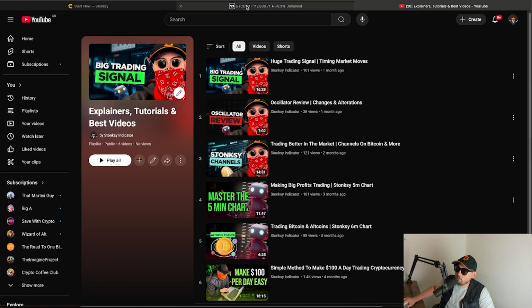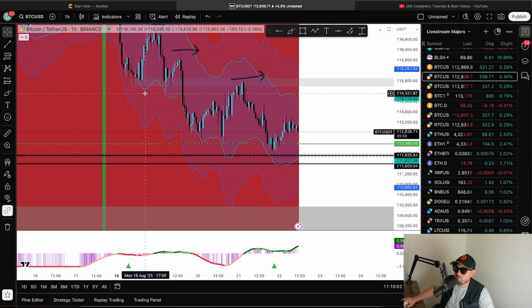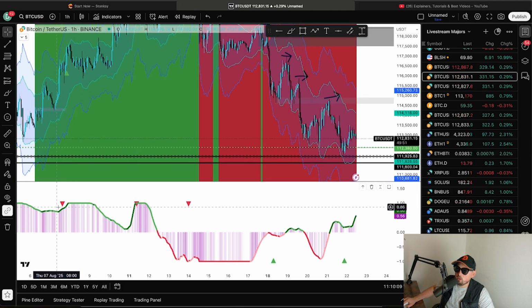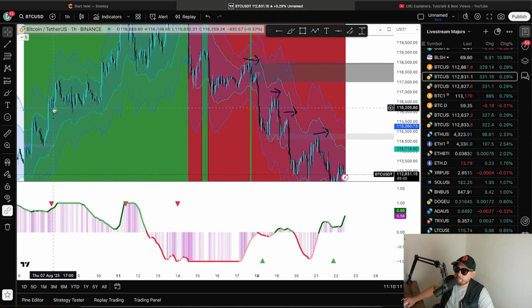But what we're going to do now is go back to Bitcoin in its current price action and have a look. If you don't know, we are talking about the oscillator, which is at the bottom here. I'll just make that a bit bigger. And we are looking at these arrows. As you can see, we've had bullish and bearish confirmation in the form of arrows on Stonksy for the best part of all of this year.